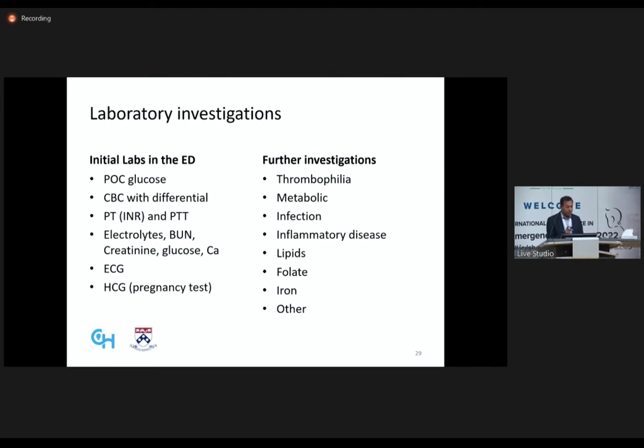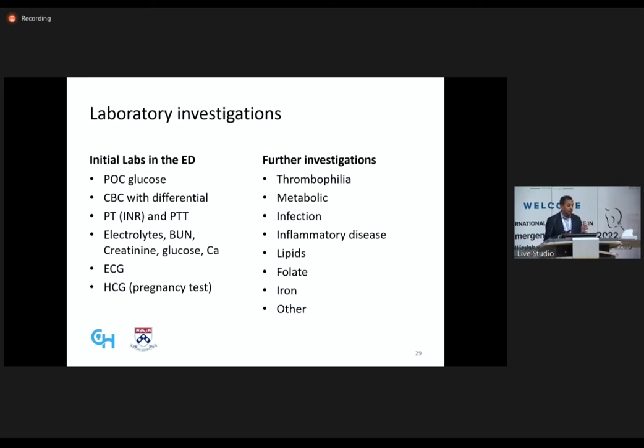So what are the initial lab investigations? The initial point of care blood sugar, whatever seems reasonable. CBC, you want to make sure the patient is not anemic. PT, PTT, in case there is a clotting disorder. Remember, hemorrhagic stroke can be predisposed to by these conditions. You want to check electrolytes, looking at the sodium especially, BUN, creatinine, glucose, calcium, and ECG, just in case there is any cardiac disease. We mentioned right to left shunt predisposes to embolic stroke.